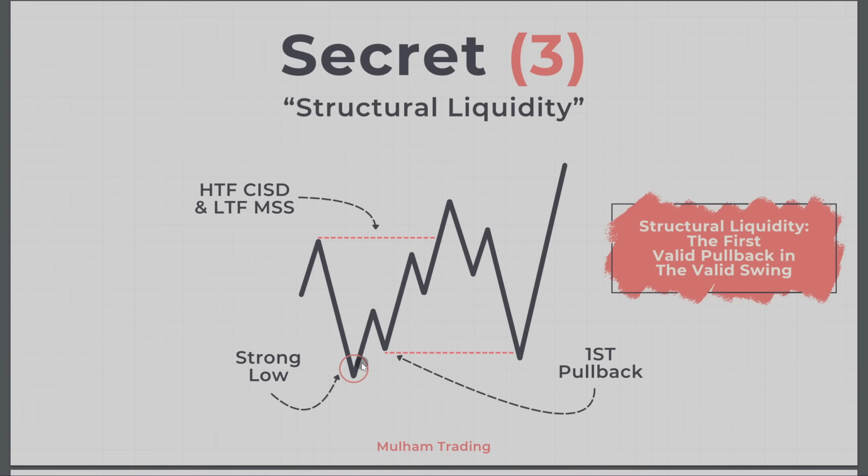Now the range that we have, the strong low to the highest high, this range from here to here, see this one here, there is a structural liquidity that lies in here. Okay. And what is a structural liquidity? It's the first valid pullback in the valid swing. So we have this valid swing here. The first pullback, so you see this one here, that's the strong low. The first pullback that happens after the strong low is the structural liquidity. What you can see is this is the first valid pullback.